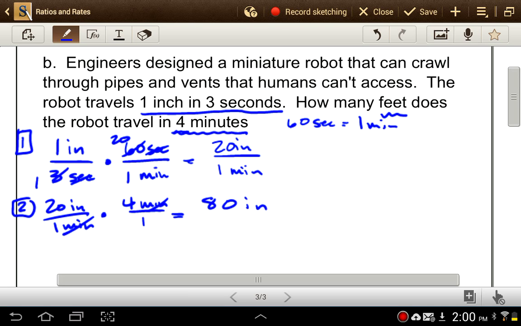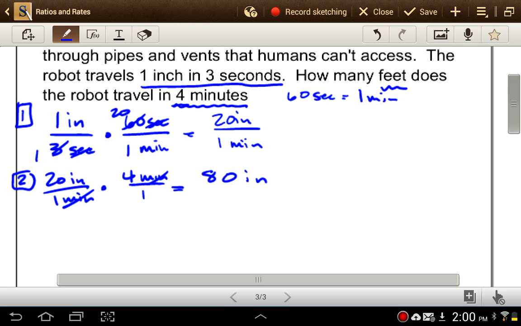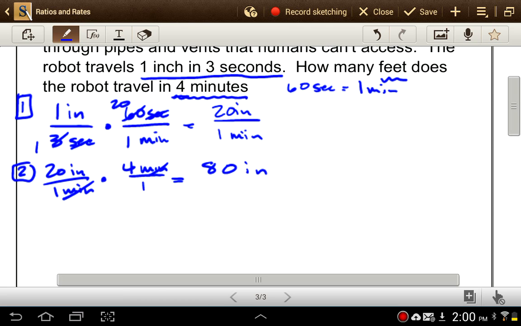Now my last step is to convert it into feet. I want to know how many feet that is, so I'm going to convert my 80 inches now to feet. So step 3 is to convert my 80 inches to feet. Okay, remember that's 80 inches in 4 minutes. So that's how far it's going. So I'm going to convert that.